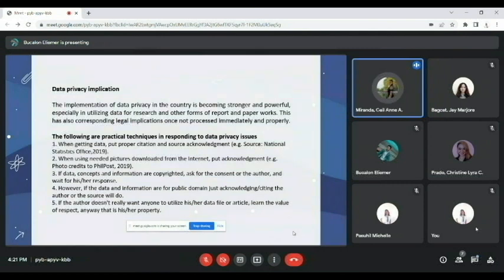Third, if data, concepts, and information are copyrighted, ask for the consent of the author and wait for his or her response. And fourth, however, if the data and information are for public domain, just acknowledging or citing the author or the source will do. And the fifth, if the author doesn't really want anyone to utilize his or her data, file, or article, learn the value of respect anyway, that is his or her property.